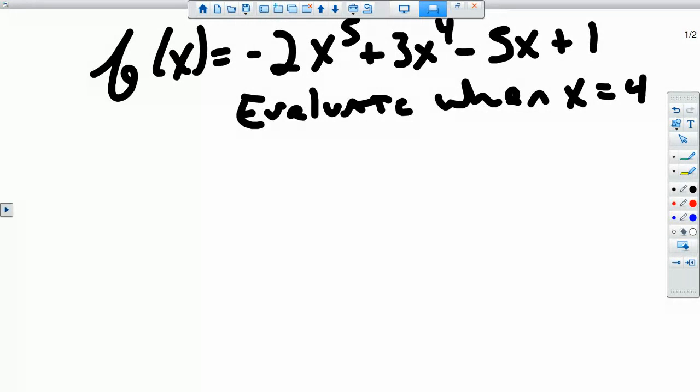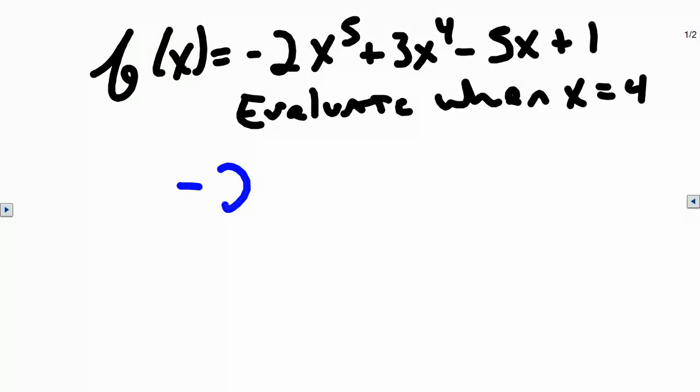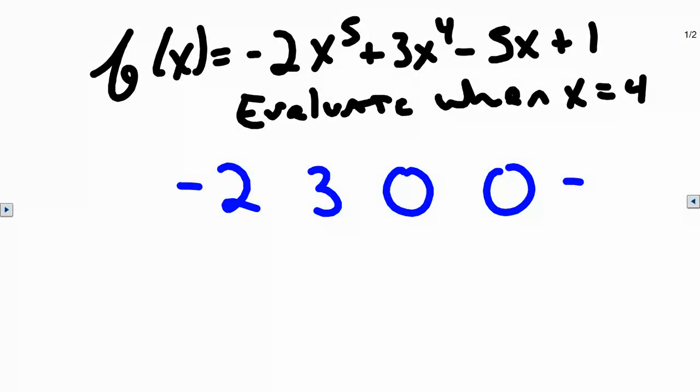First of all, I'm going to put the coefficients of the polynomial in order, starting with the -2. So -2 x to the 5th plus 3x to the 4th. There's no x to the 3rds. There's no x to the 2nds. There's an x to the 1st, and there's a 1, which is the constant.